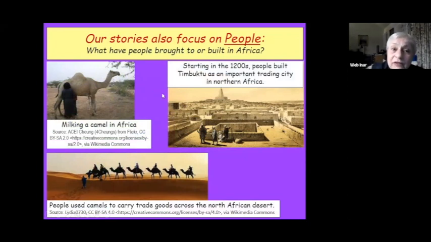Some of our people layers, you will very soon see a camel layer. People from Southwest Asia brought camels to Africa. They were used to provide milk. Camels were, before automobiles, thinking 800 years ago, camels were the way to move goods around. People brought camels, used camels. People also brought cities, and we are going to be talking about large cities like Timbuktu, which was an important trading center in the northern part of Africa.